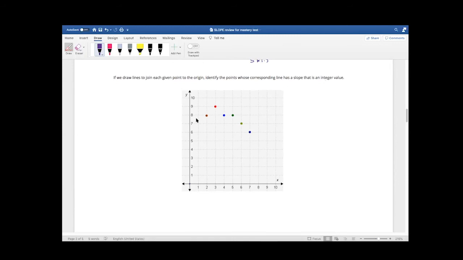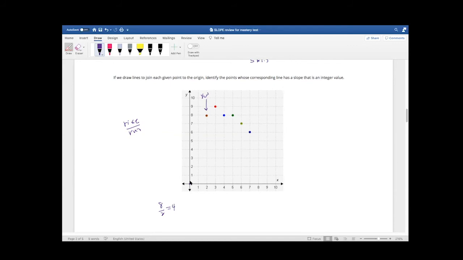So let's take a look at this line. If I look at my slope, I can look at on a graph, it's easiest to use that rise over run. So if I'm starting at the origin, on this one I would be going 8 over 2, and that comes out to exactly 4. So yes, for that one. This gives me a slope of 4.